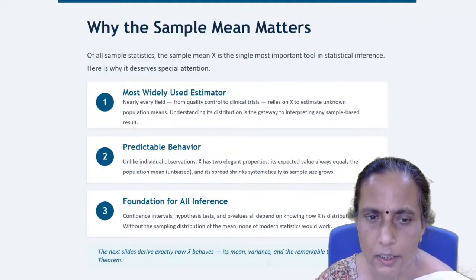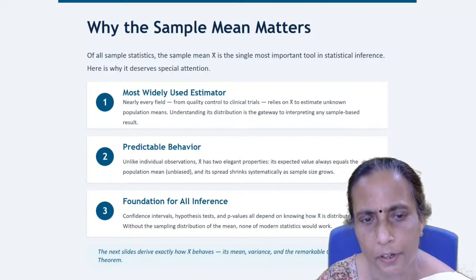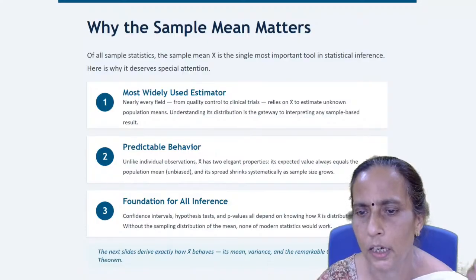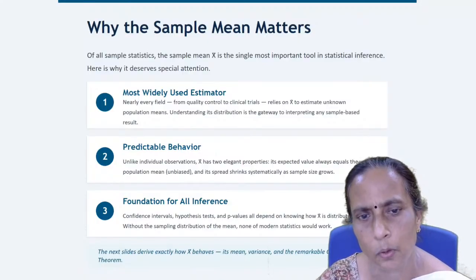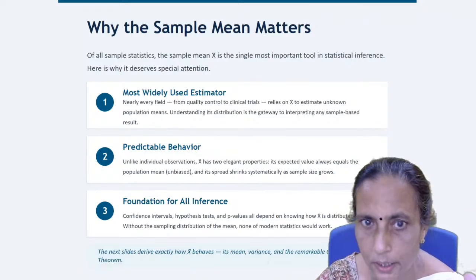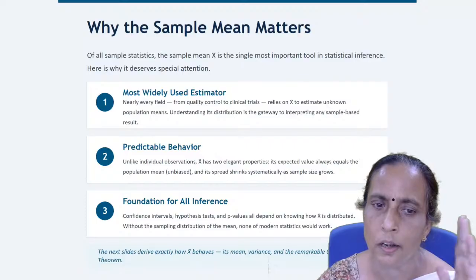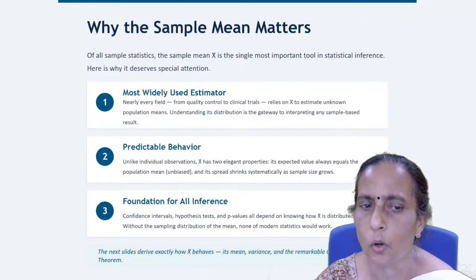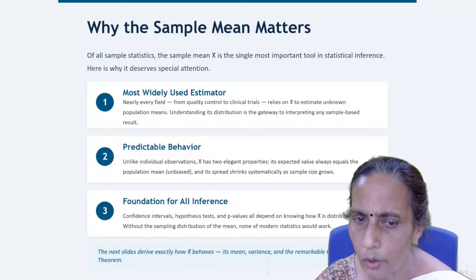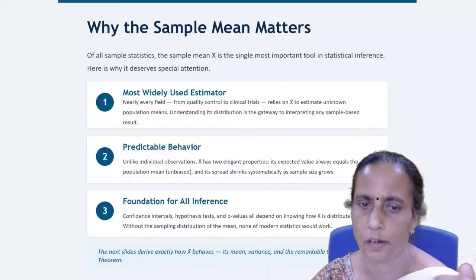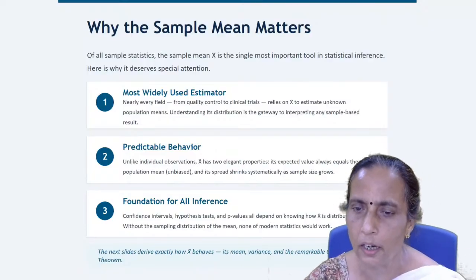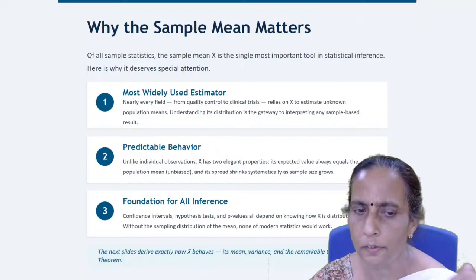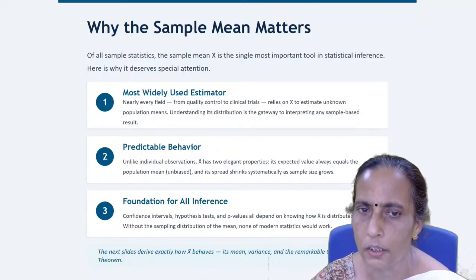The second reason is that it has predictable behavior. Unlike individual observations, the sample mean has two elegant properties. Its expected value always equals the population mean, as we discussed while discussing probability distributions. In that case, we say that our sample mean is unbiased, and its spread shrinks systematically as the sample size grows.